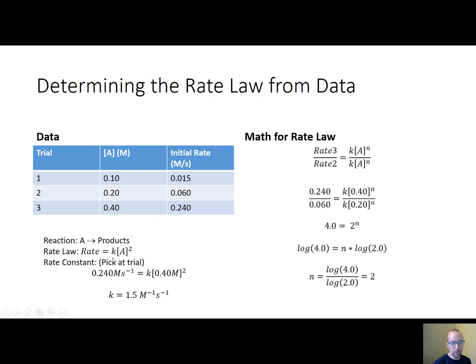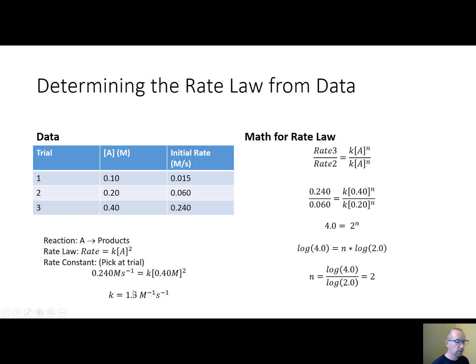So the way that we do that is we pick a trial. Pick any trial. I'm going to pick this third trial. There's no reason for me to pick this one over the second or third. It doesn't matter. So the rate is 0.24 molar per second, and that's equal to some constant k, which I'm trying to figure out, times 0.4 squared. So all I need to do is divide both sides by 0.4 squared. And when I do, I get a k that is equal to 1.5 per molar per second.